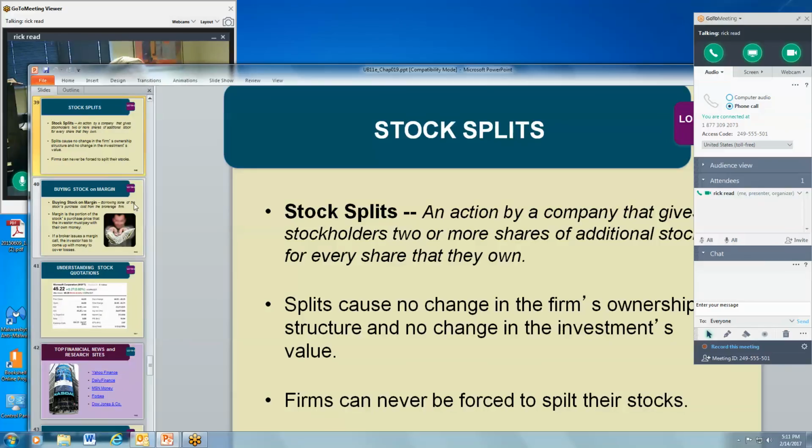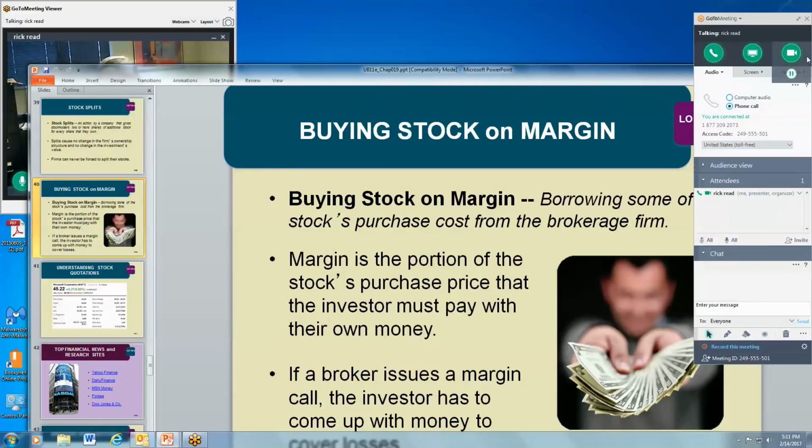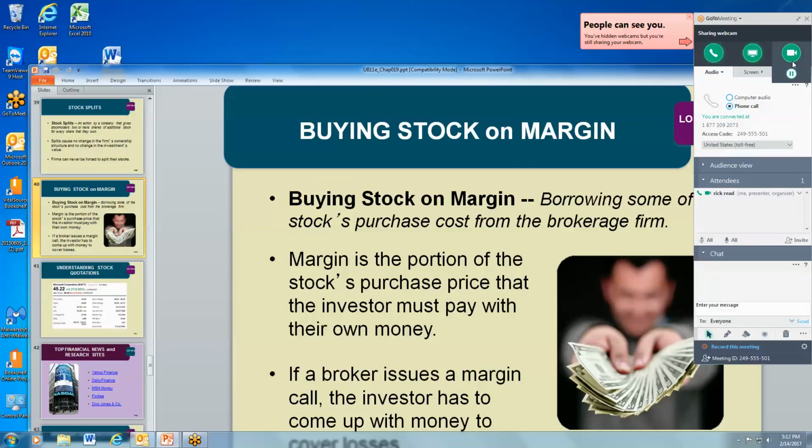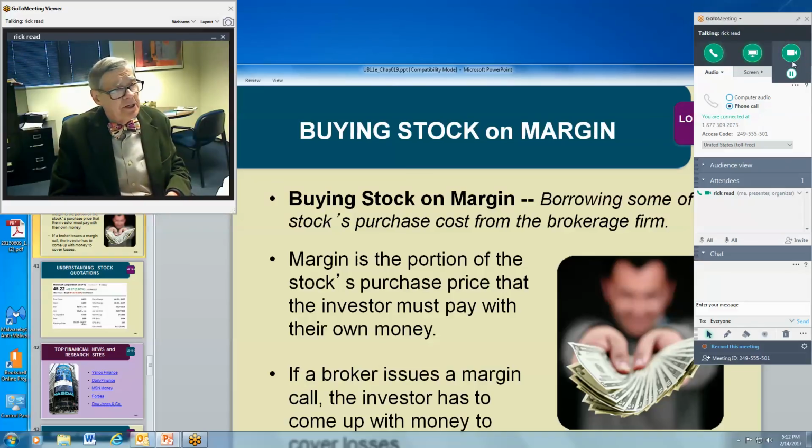Buying on the margin, I would tell you to be careful if you do this. Obviously, it can be a good strategy. The downside is when the broker calls the margin, you have to pay. You don't get a pass on that. You don't get to say, oh, I need to wait till next week. No. You pay when it's due.